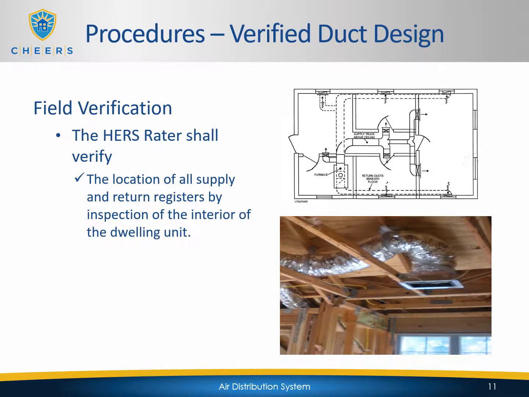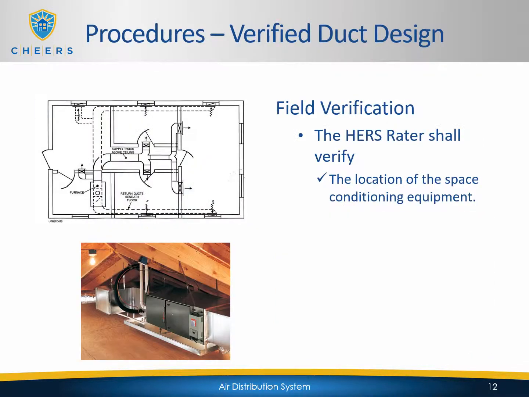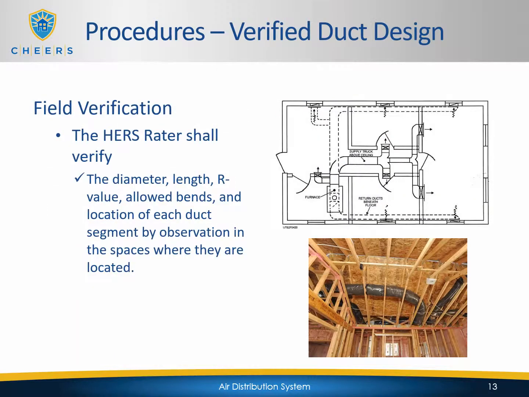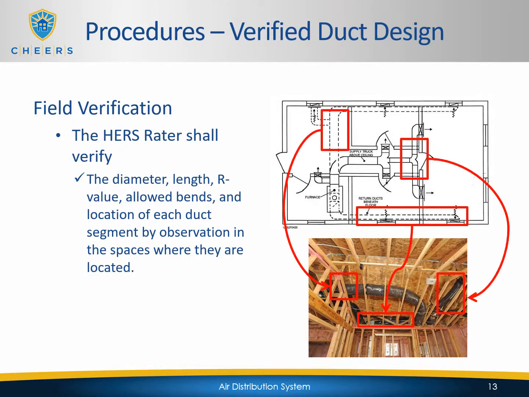So during the field verification, again, the HERS rater shall verify the location of all supply and return registers by the inspection of the interior of the dwelling unit. This is obviously done before the drywall goes up because you're going to have to inspect the actual ducts and where they're running to and from. The location of the space conditioning equipment. The diameter, length, R value, allowed bends, and location of each duct segment by observation of the spaces where they're located.